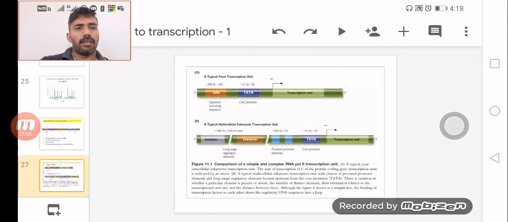This again shows two extreme types of promoters in the eukaryotic system. That means the simplest form of promoter, in which only a TATA box or TATA sequence is given, but in the second one multiple sets of promoter elements are available. So this is about the introduction to transcription.